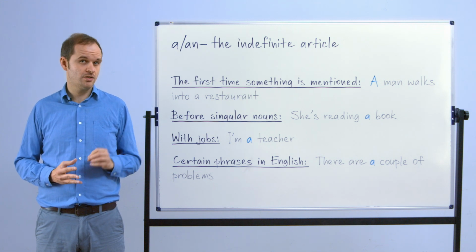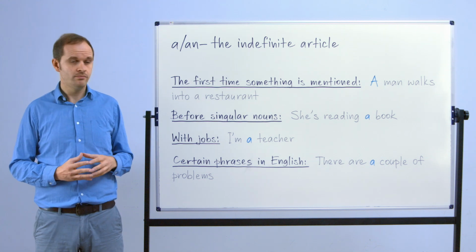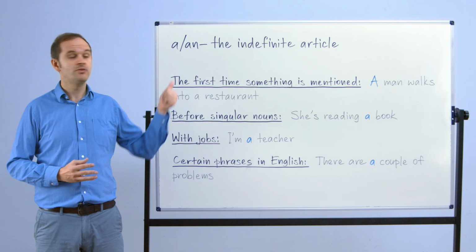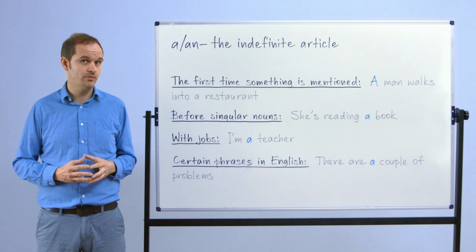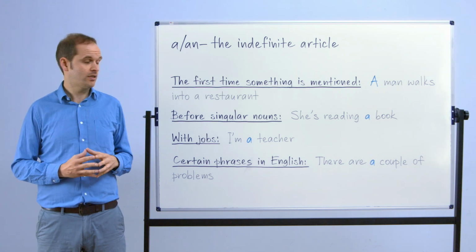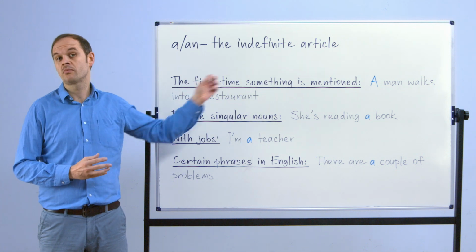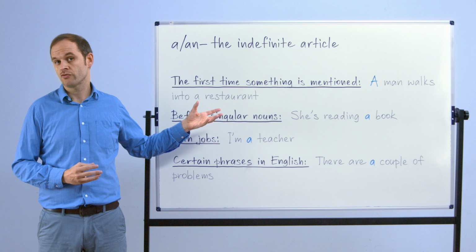These things are called articles, and the first one we're going to look at is the indefinite article, which is a or an. We use an, of course, before a, e, i, o, u words, that's the vowel sound. And we use it in lots of different ways. The first rule we're going to look at is when the first time something is mentioned. For example, a man walks into a restaurant.